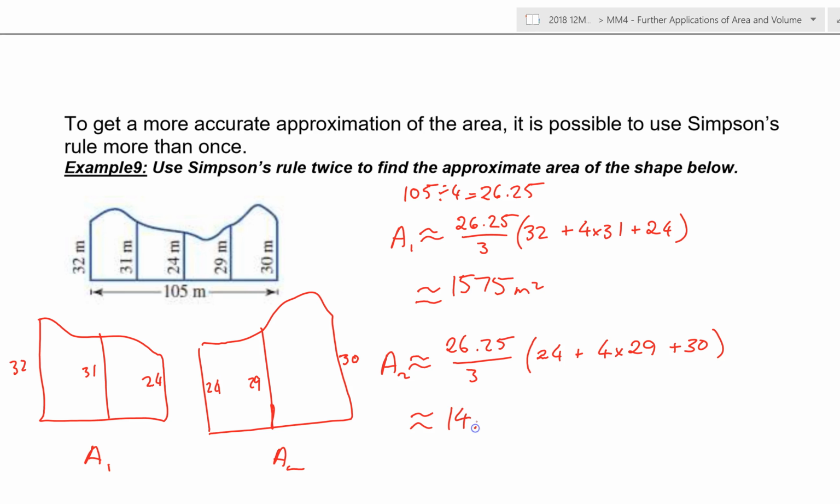That seems a bit too accurate for an approximation, you know. Anyway, 1,487.5 square meters. Therefore, my area total, we just add those 2 things together. Okay, 1575 plus 1487 is approximately, I'm going to say it's approximately 3,060 square meters. 3 significant figures.